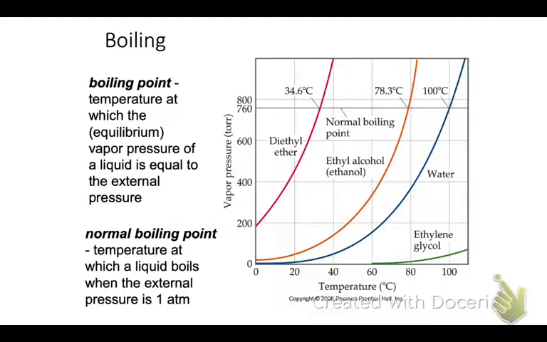Normal boiling point: when you see the word normal, pay attention that we are specifying that the pressure is 1 atmosphere. So this is the temperature at which the liquid boils when the external pressure is 1 atmosphere. So in a normal boiling point, I am defining the outside pressure, the atmospheric pressure, to equal 1 atmosphere.